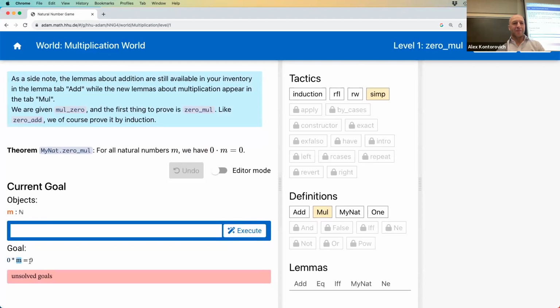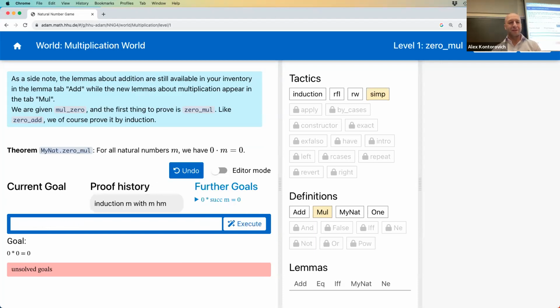Okay, 0 times m is 0. We are given mul 0, and our goal is to prove 0 mul. So mul 0 is induction on m, exactly. We're told that multiplying by 0 on the right is 0, but not on the left. Okay, so induction m with MHM 0.